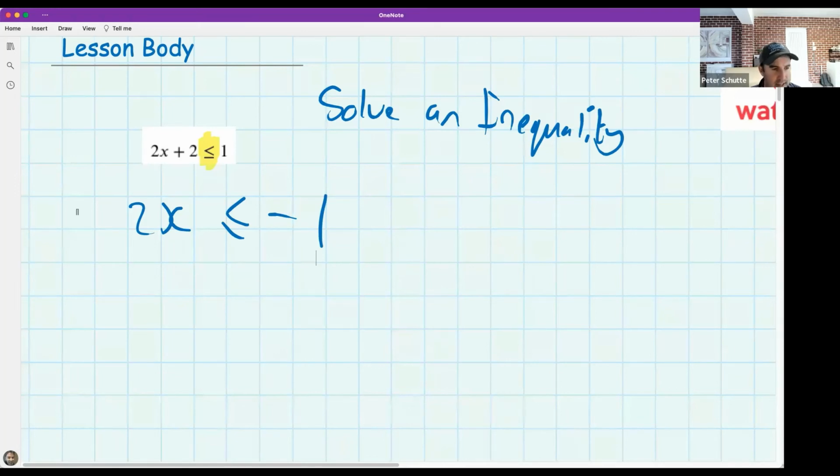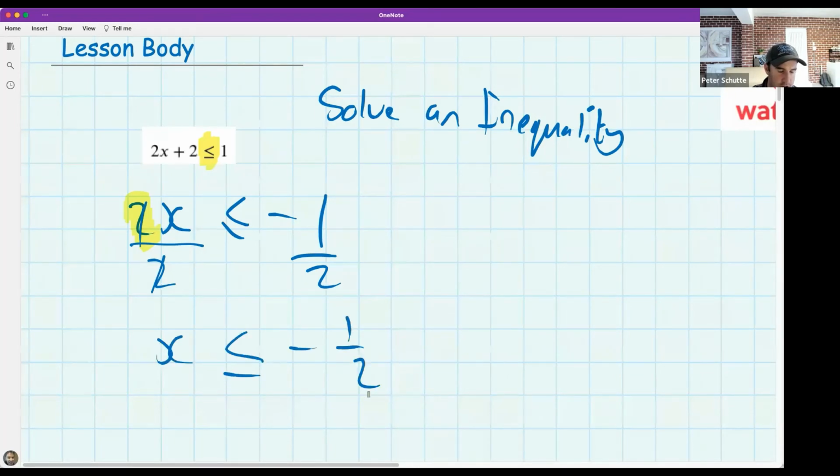Now, if we go back into lesson 2, I think, or lesson 1 in this unit, if you want to solve something, you often need to get the variable by itself. In this case, I'd really like to get rid of this 2. So I'm going to divide both sides by 2. Then 2 over 2 is 1, and x is less than or equal to minus a half. Now, this looks a lot more like something meaningful.